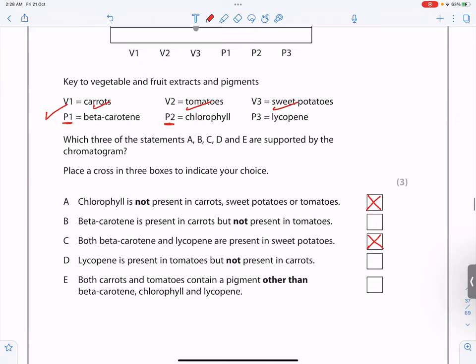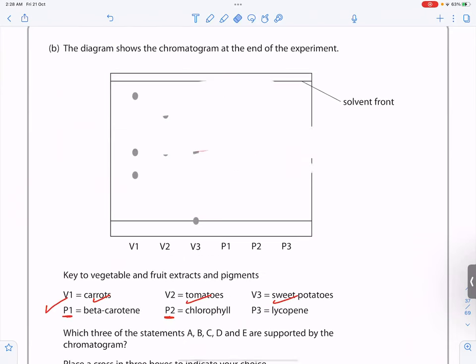Lycopene is present in tomato but not present in carrots. Lycopene, اللي هو ده P3, is present in tomato. Tomato اللي هي V2.